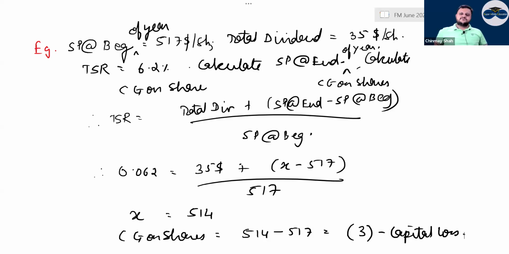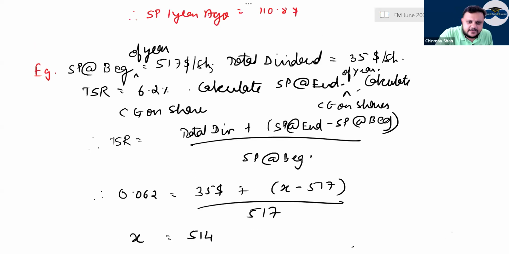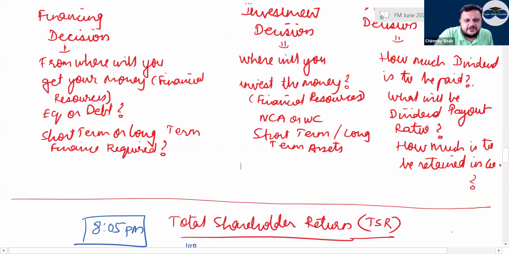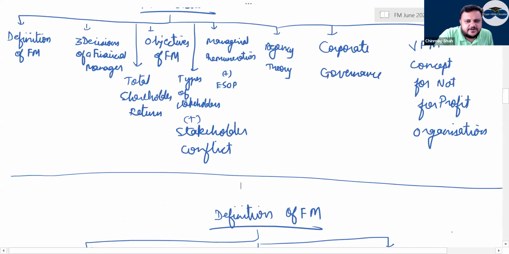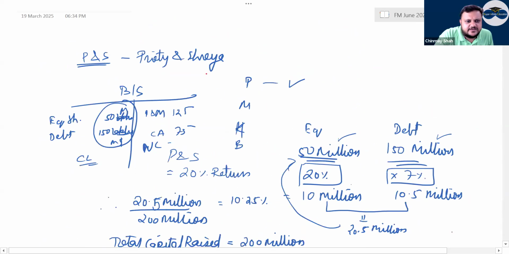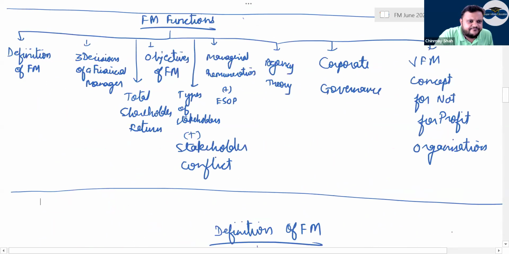Can we go ahead? Come back. Can we go to type of stakeholders? What was the next part that we were supposed to do? Look in the table. We had the definition of FM. This. Can we go to type of stakeholders quickly? Yes sir.